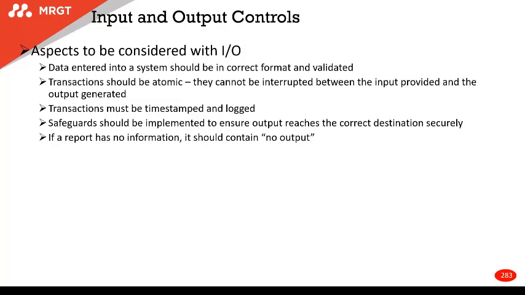It shouldn't accept BC or just A or just AB. It should reject the whole keyword as a whole. It should not accept the partial input. So we should make sure about that. So the transaction should be atomic. We should make sure that when input is being given to the system, it should be properly logged and timestamped, so that when someone entered some information, it goes to accountability, auditing and monitoring.